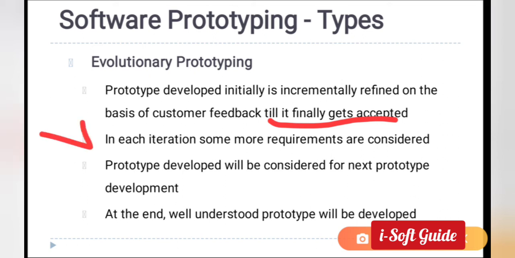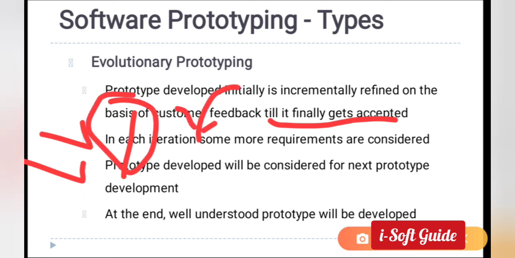In each iteration some of the requirements are considered. In each iteration some of the requirements are added or modified in the prototype. Then the prototype developed will be considered for the next prototype development. Means after developing the first prototype, we will consider it, add some of the requirements, and develop the next prototype.